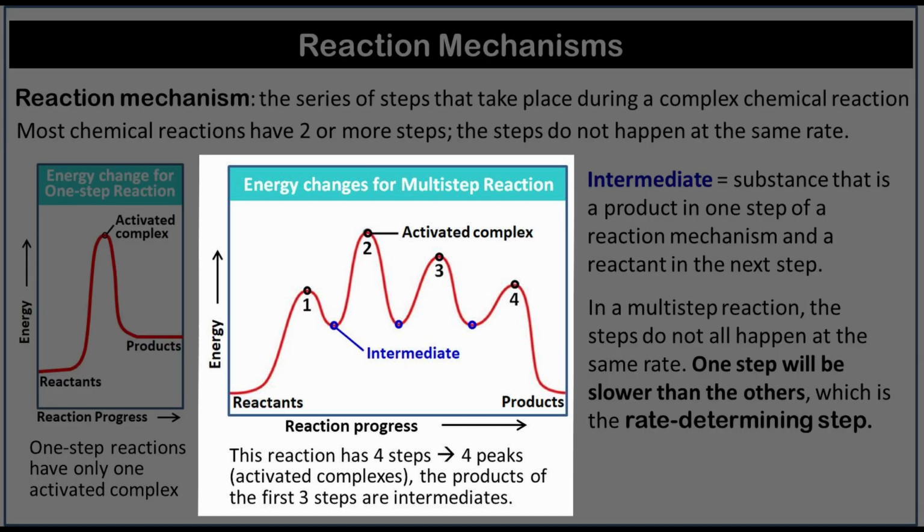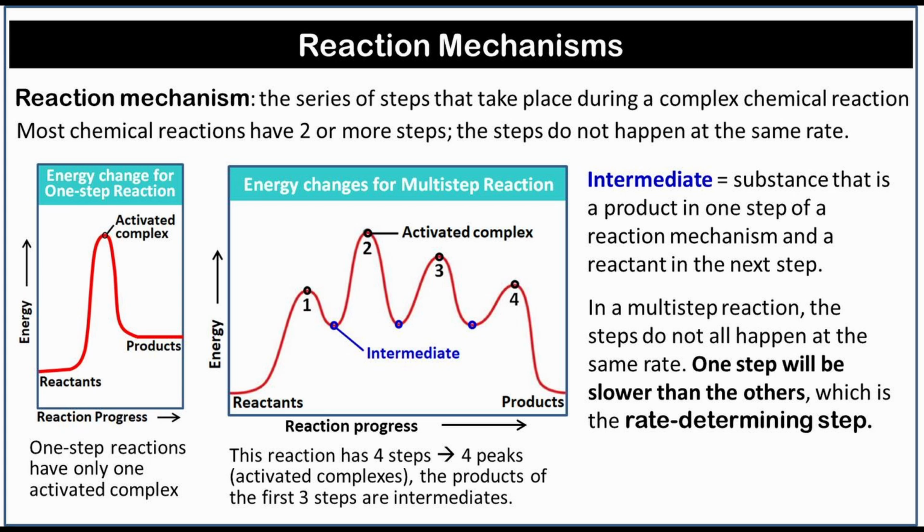The graph for a multi-step reaction has a peak for each activated complex and a valley for each intermediate. This reaction has 4 steps, and the products of the first 3 steps are intermediates. An intermediate is a substance that is a product in one step of a reaction mechanism, and a reactant in the next step. In a multi-step reaction, the steps do not all happen at the same rate. One step will be slower than the others, which is the rate-determining step.